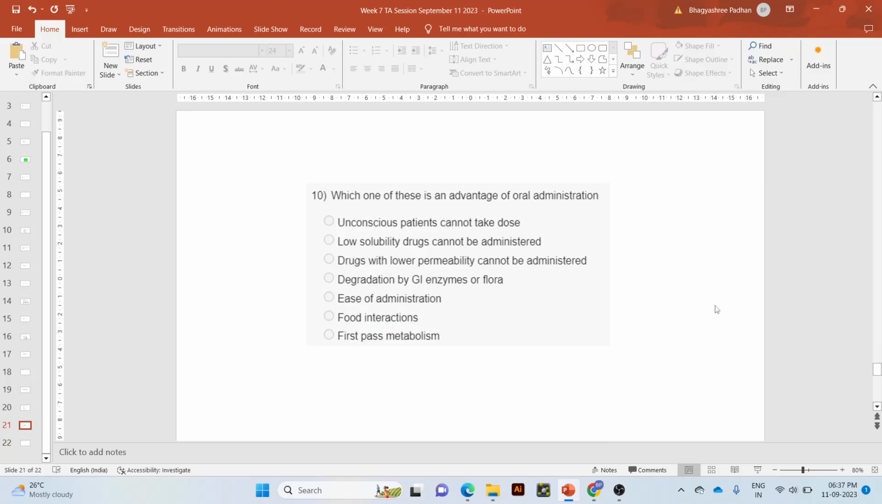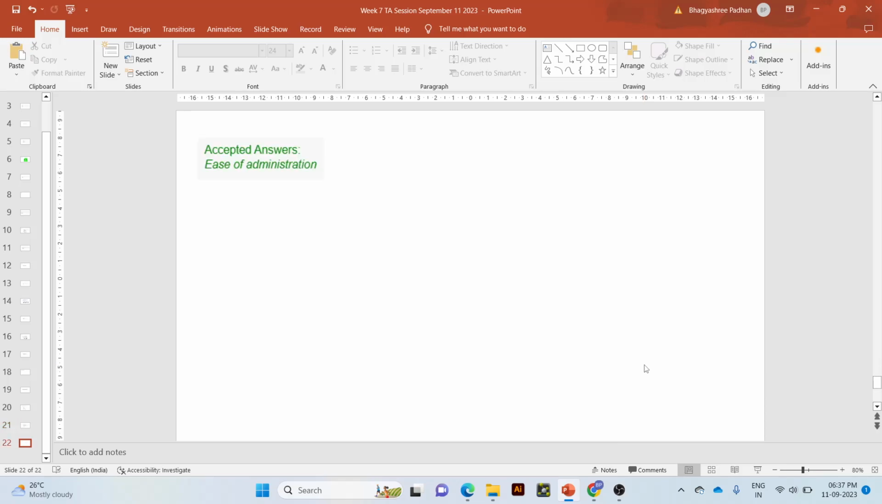The last question, which one of these is an advantage of oral administration? Unconscious patients cannot take dose, low solubility of drugs cannot be administered, drugs with lower permeability cannot be administered, degradation by GI enzymes or flora, ease of administration, food interactions, first pass metabolism. Here you have to select only one advantage of oral administration, and the most common advantage is ease of administration. It is very easy, you just have to put the medicine in your mouth and that is how you take the oral administration. So ease of administration will be the correct answer.